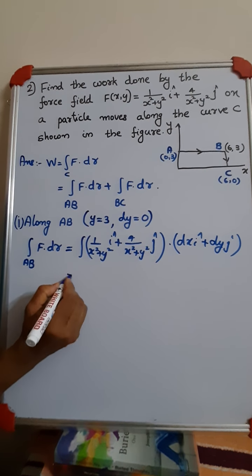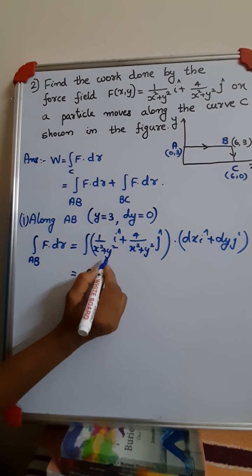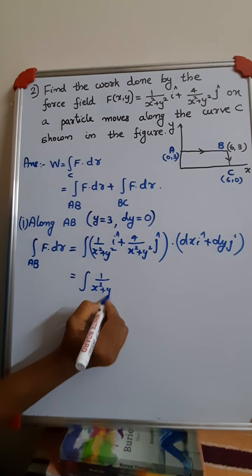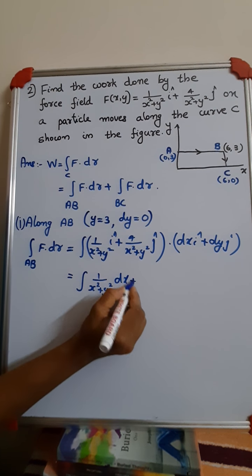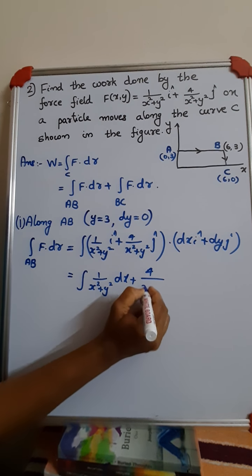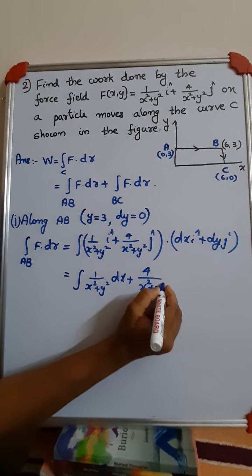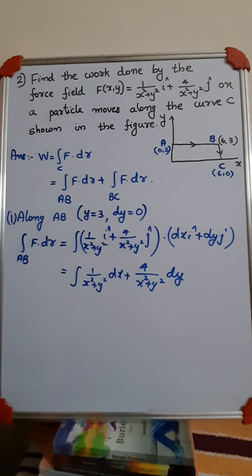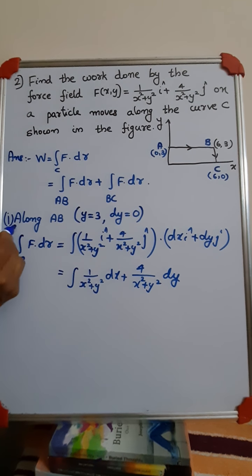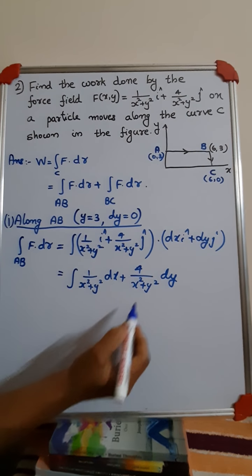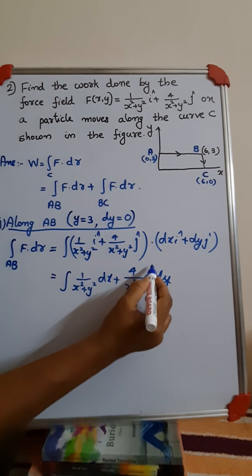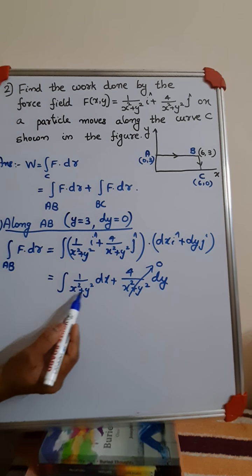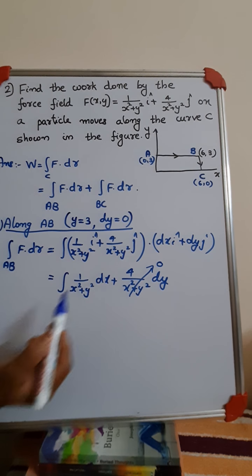That means integral of 1 by x square plus y square dx plus 4 by x square plus y square dy. Now, what is dy? In this case, along AB, dy equal to 0. So this term immediately becomes 0. Now, we have to write 1 by x square plus y square with respect to dx.